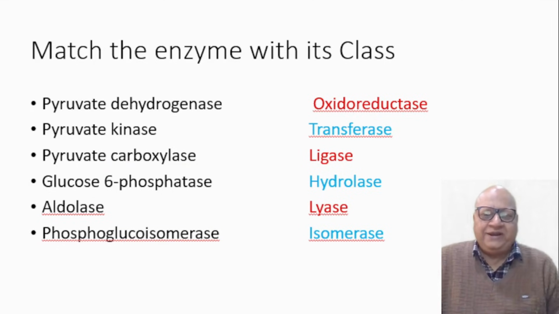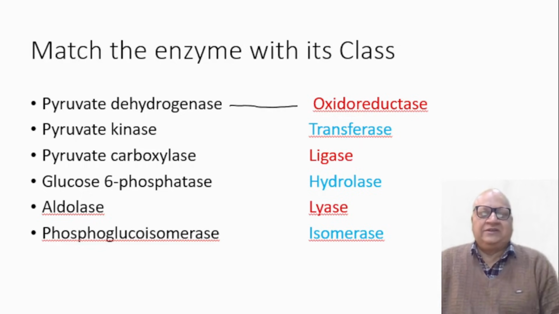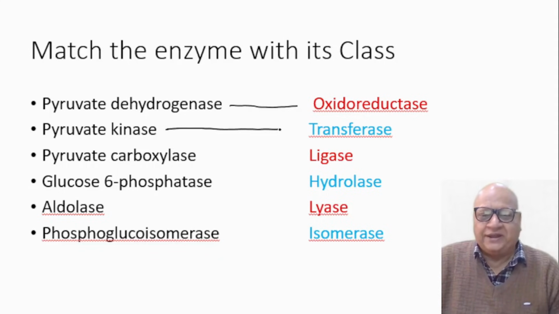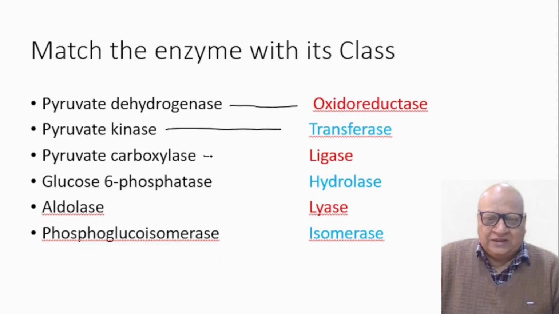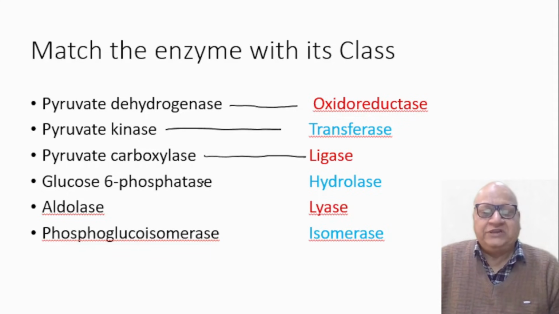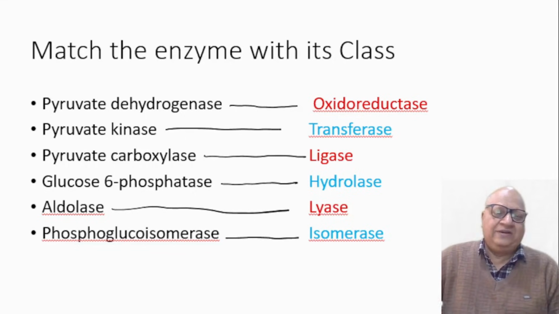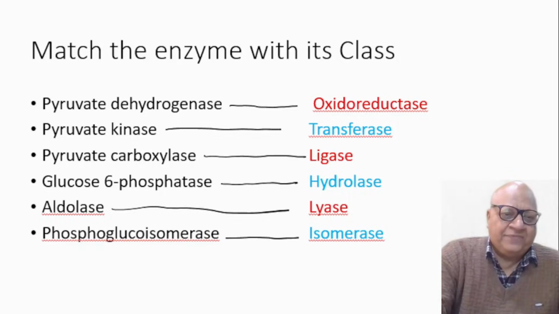So that completes the whole thing. Pyruvate dehydrogenase is an oxidoreductase, because oxidation is happening. Pyruvate kinase is a transferase, because transfer is happening. Formation of a new carbon-carbon bond, that is ligase. Hydrolase, because hydrolytic cleavage. Non-hydrolytic cleavage by aldolase, lyase, and isomerase, this one evidently very clear.